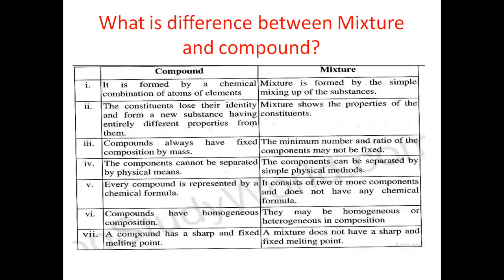After that, we have the question: what is the difference between mixture and compound? A compound is formed by chemical combination of atoms, and a mixture is formed by the simple mixing of substances. In a compound, the constituents lose their identity and form a new substance. In a mixture, it shows the properties of the constituents. A compound always has a fixed composition by mass. In a mixture, you can mix in any ratio. A compound cannot be separated by physical means, but a mixture can be separated by physical means. A compound has uniform homogeneous composition, but a mixture may be homogeneous or heterogeneous.